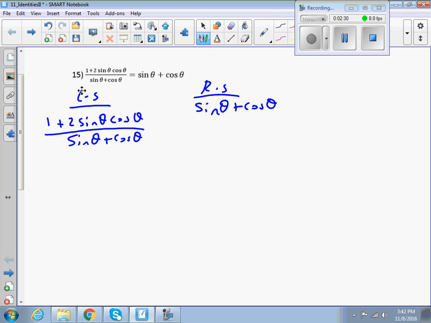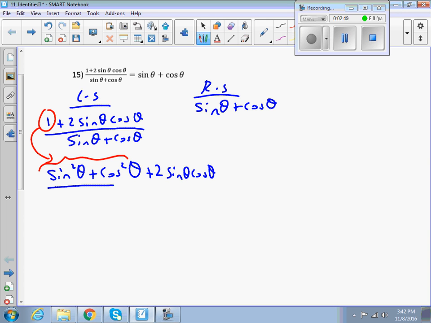Correct. If you remember, we know that sine squared theta plus cos squared theta is equal to 1. So I just replace this 1 with sine squared theta plus cos squared theta. And there's still plus 2 sine theta cos theta over sine theta plus cos theta. Now, looking at this, you have sine squared theta plus cos squared theta plus 2 sine theta cos theta. Isn't it similar to x squared plus y squared plus 2xy?